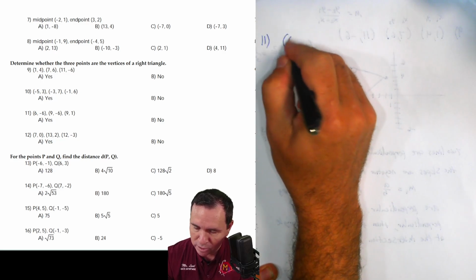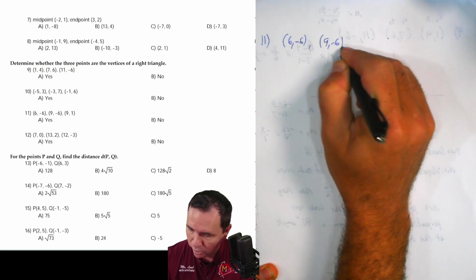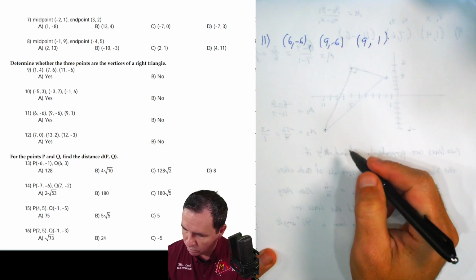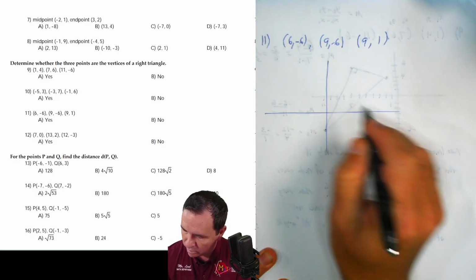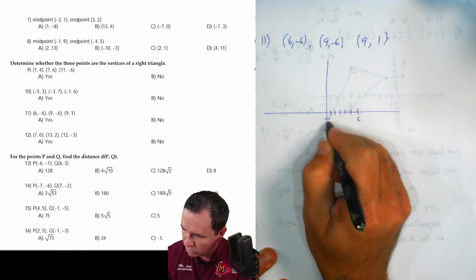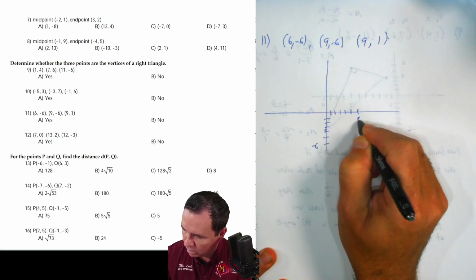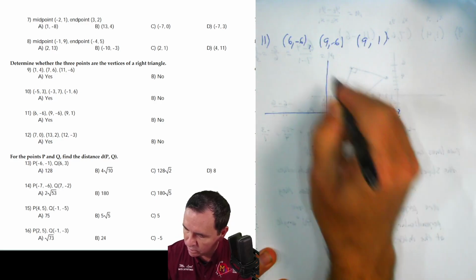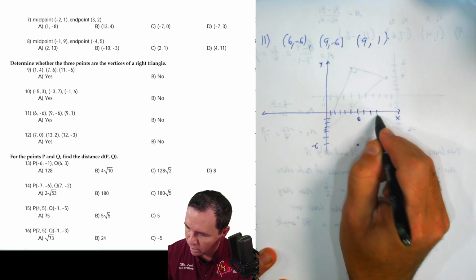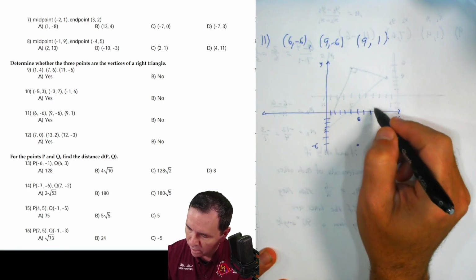So we got the point (6, -6). We got the point (9, -6). We got the point (9, 1), okay? So we're going to just plot these points. This is 6 to the right, 1, 2, 3, 4, 5, 6. 6 down, 1, 2, 3, 4, 5, 6. And here's my first point, okay? This is the x-axis, this is the y-axis. And then we got 9, so 7, 8, 9, and then 6 down. And then we got 9, and then 1 up.